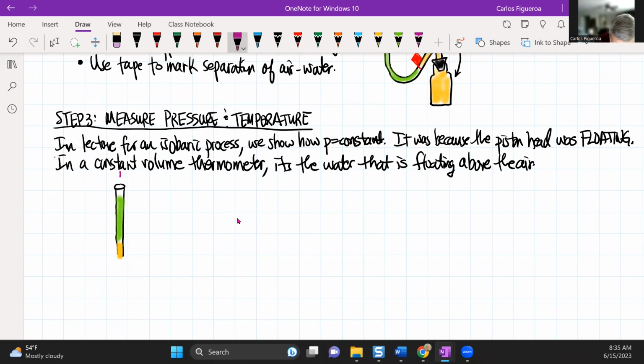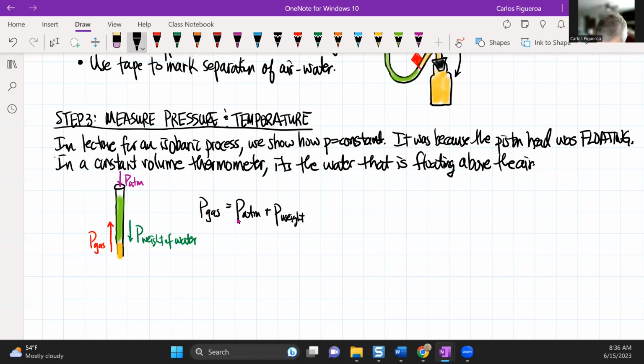One, I have atmospheric pressure acting on the open end, and at the same time, I have the pressure due to the weight of water, and then the gas pressure of the air has to push up to balance out those pressures. So in other words, the pressure of the gas in this situation has to be the pressure of the atmosphere plus the pressure due to the weight of water.